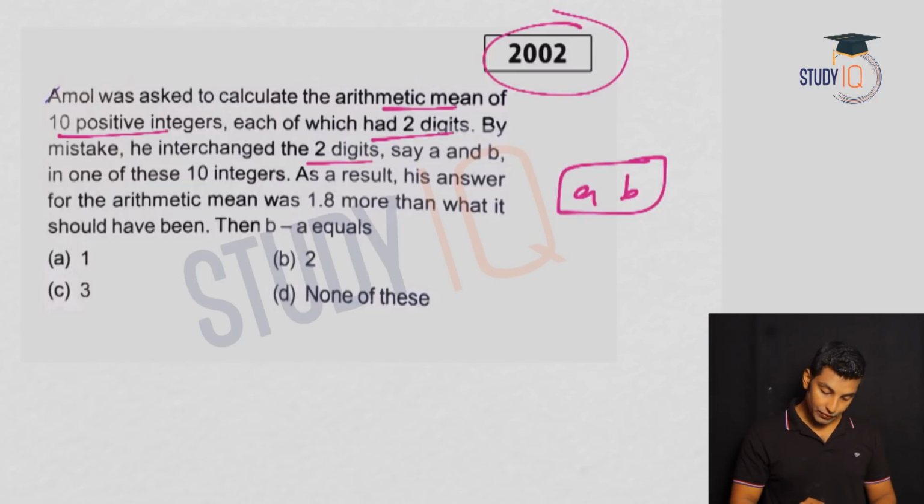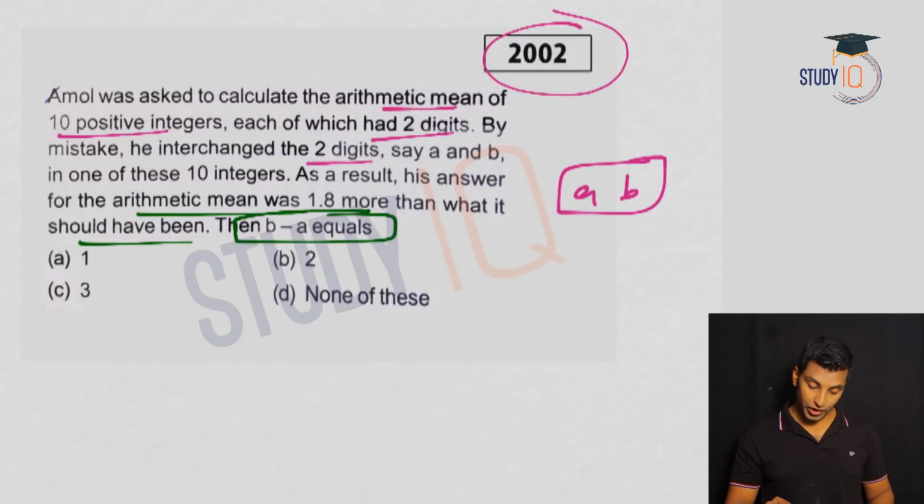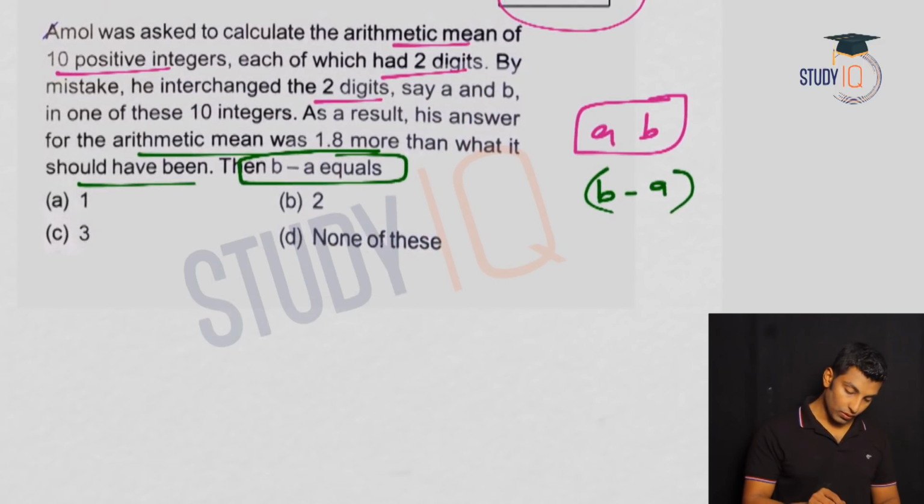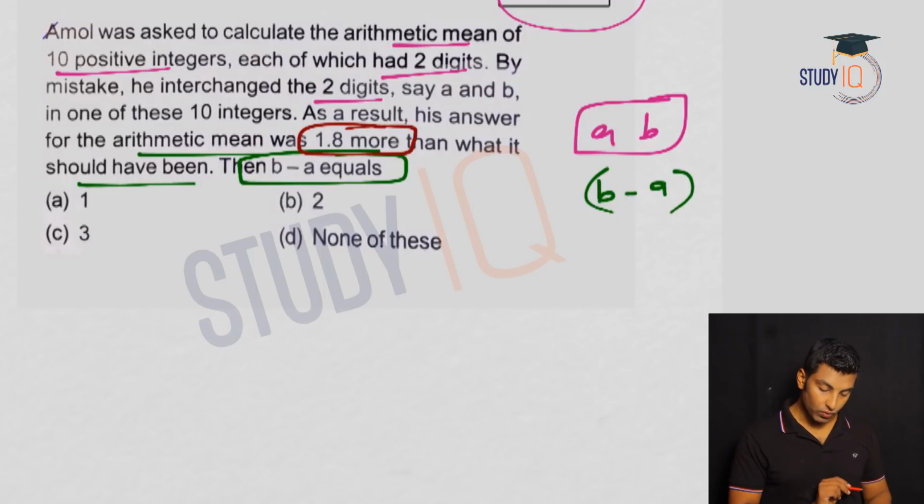As a result, his answer for the arithmetic mean was 1.8 more than what it should have been. Okay, then what you need is B minus A. What you need is B minus A. Okay, this is very easy. So what do you mean by arithmetic mean is 1.8 more than what it should have been? When I say the mean is 1.8 more, the sum would be what more?